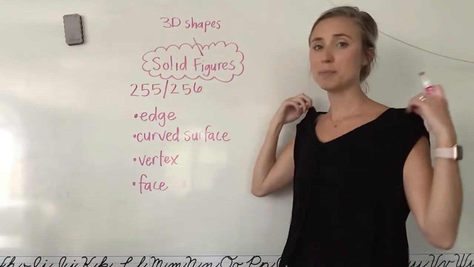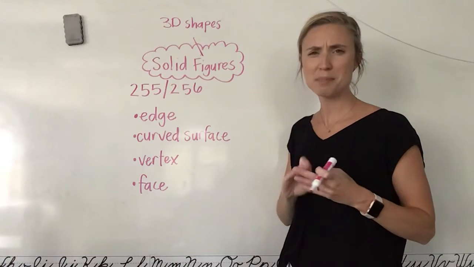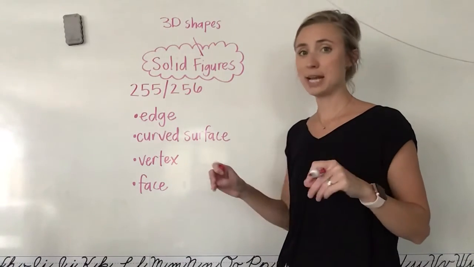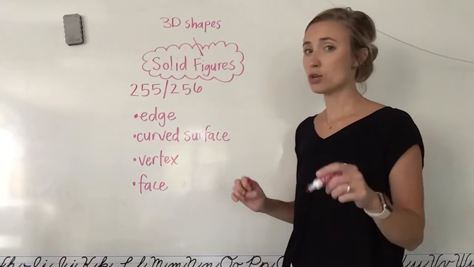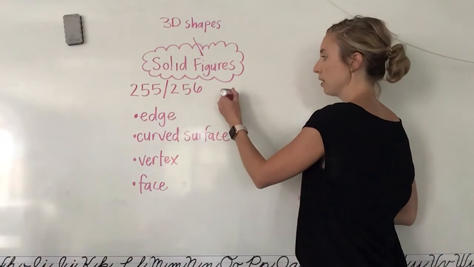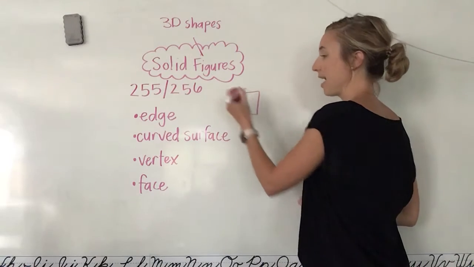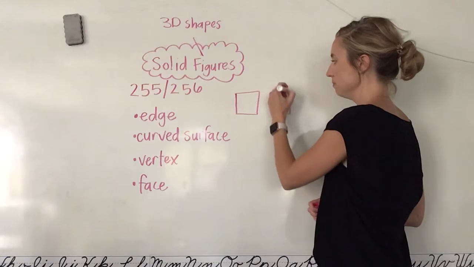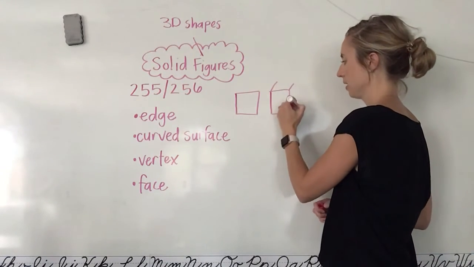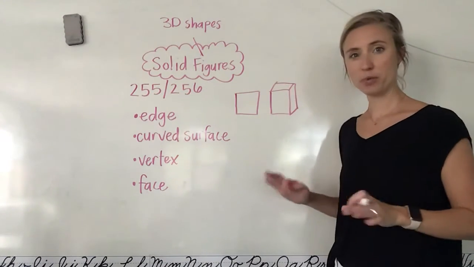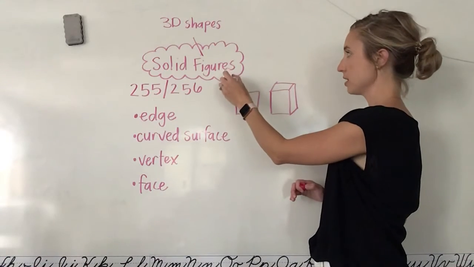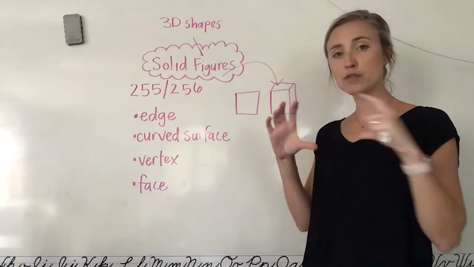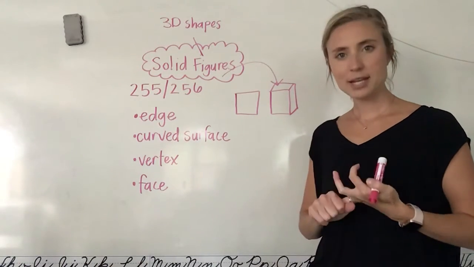So 3D shapes. Now the first three problems on this page are going to ask you to identify the solid figure and circle it. So you're going to see a 2D shape, maybe a square, and then you're also going to see a solid figure or a 3D shape. That will look something like this. It will look three-dimensional. So solid figures, 3D shapes. Now, after you have those first three, I think there's a cube, a rectangular prism, and a cone.